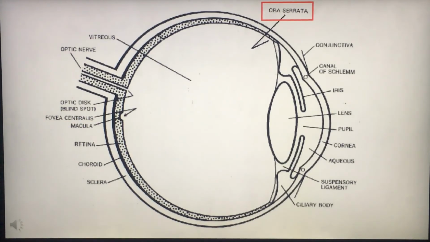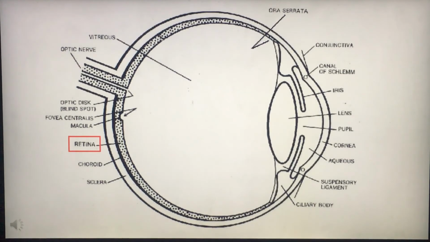The ora serrata is the area of the inner eye where the retina ends and the choroid layer of the eye can be seen. The retina is the inner lining of the back chamber of the eye, which contains the photoreceptors, or rods and cones, that receive light rays that enter the eye through the pupil and convert these light rays into electrical impulses which are relayed to the brain via the optic nerve.